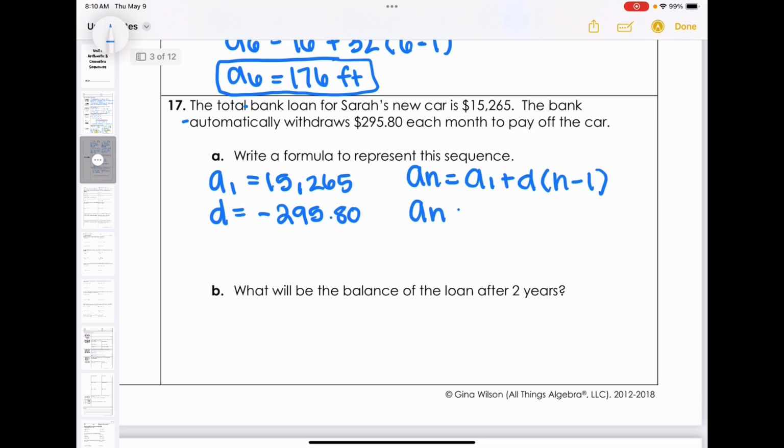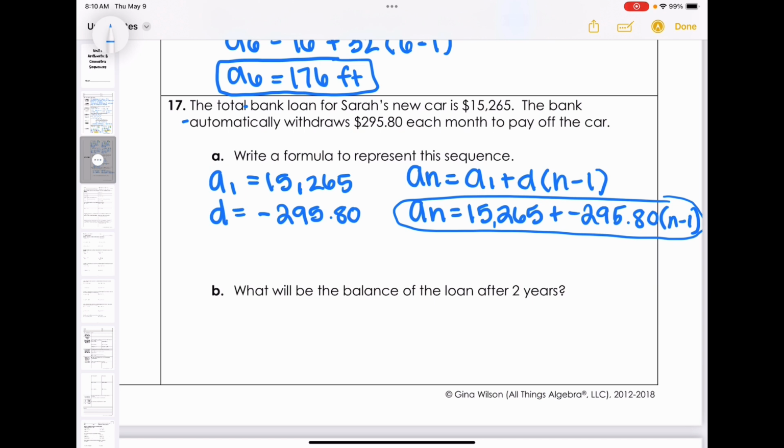So we'll have AN equals $15,265 plus negative $295.80 times n minus 1. So there's our formula.